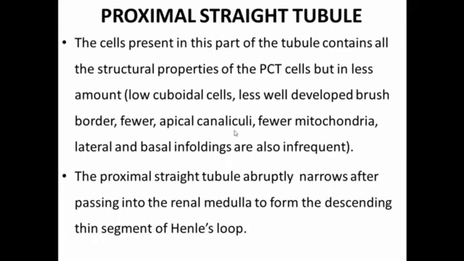Now, this proximal straight tubule. Cells present in this part of the tubule contain all the structural properties of the PCT, but less in amount. As I have already told you, they are low cuboidal cells with a less well-developed brush border, fewer apical canaliculi, fewer mitochondria, and lateral and basal infoldings are also infrequent. The proximal straight tubule abruptly narrows after passing into the renal medulla to form the descending thin segment of the loop of Henle.